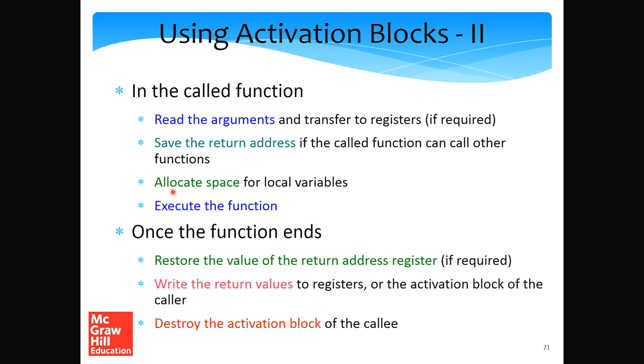Once the function ends, we restore the value of the return address register if required. We write the return values to registers, if required, but if there are a lot of values, or if it's one large value, we can write it to memory also, which is the activation block of the caller. And then we destroy the activation block of the callee.